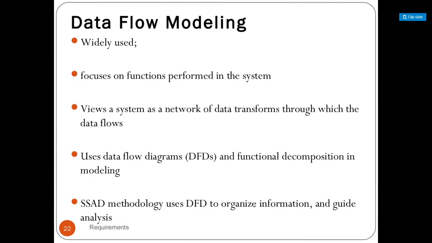To do this, important, we have seen the modeling, right? The second phase was to do the modeling. One of the easiest and most widely used is data flow modeling. It focuses on the functions performed in the system, and views the system as a network of data transforms through which the data flows. It uses data flow diagrams, that is DFD, and functional decomposition in modeling. So you are not actually showing the whole project, but you are showing the branched items in this project.